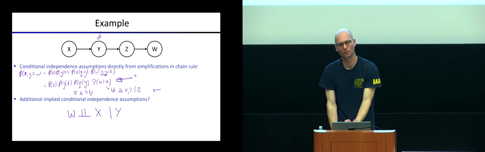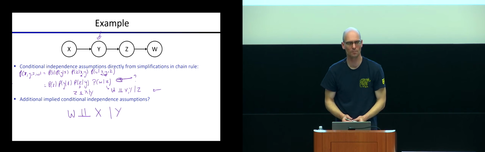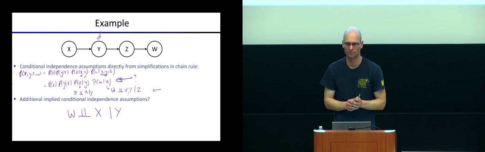And it's the kind of conclusion that today's lecture will be about, that you can generally read off from graphs which independencies are guaranteed to be true, in addition to the ones that the Bayes net definition already gives you.